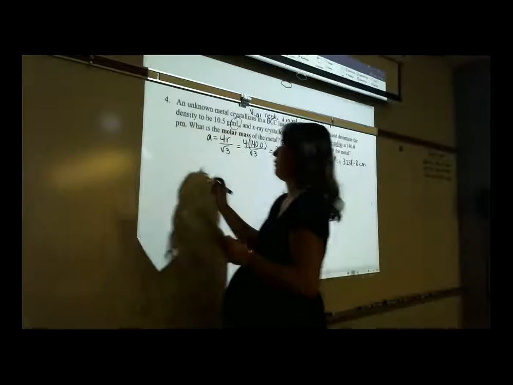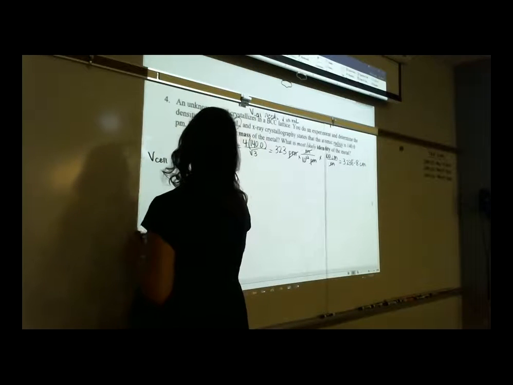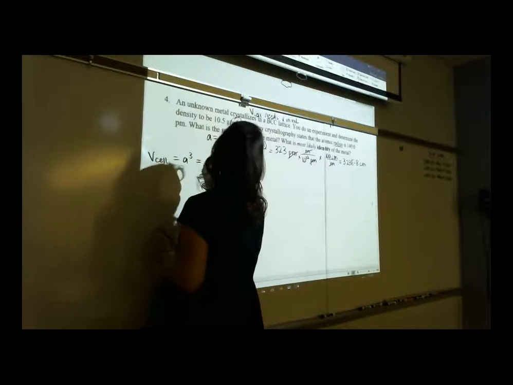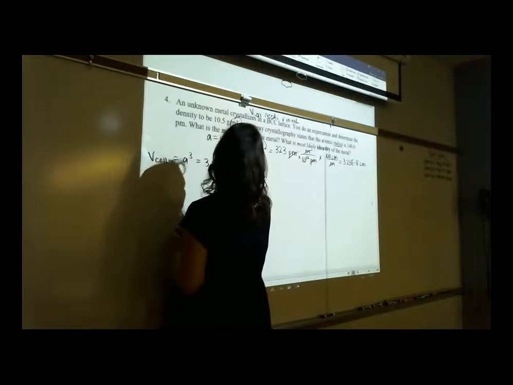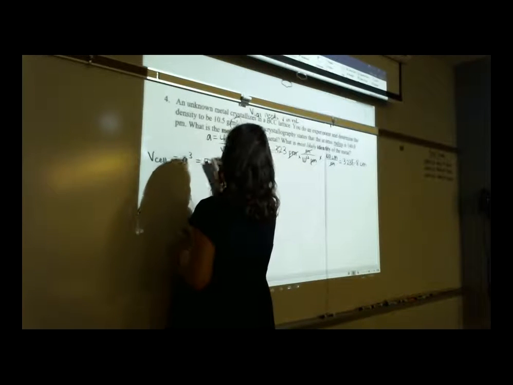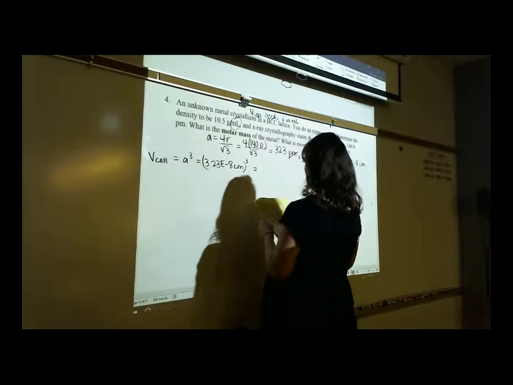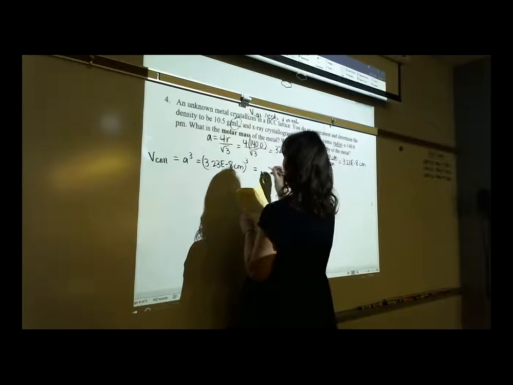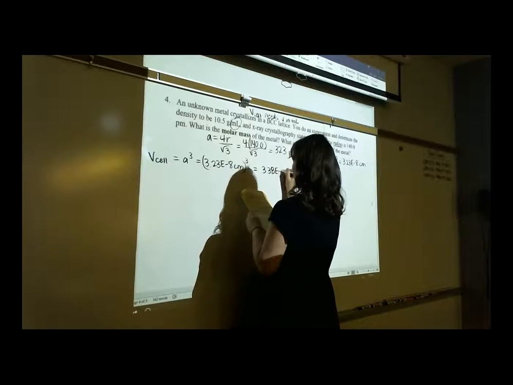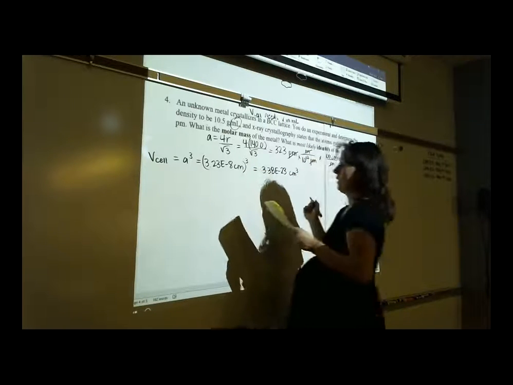So now let's calculate V cell. Since this is a cube, it's just going to be edge length cubed. So that's 3.23 times 10 to the negative 8 centimeters. I'm just going to cube it. So I got 3.38 times 10 to the negative 23rd centimeters cubed, which is the same thing as a milliliter.